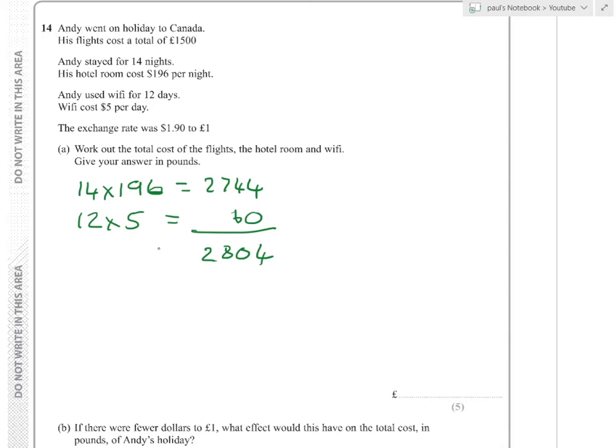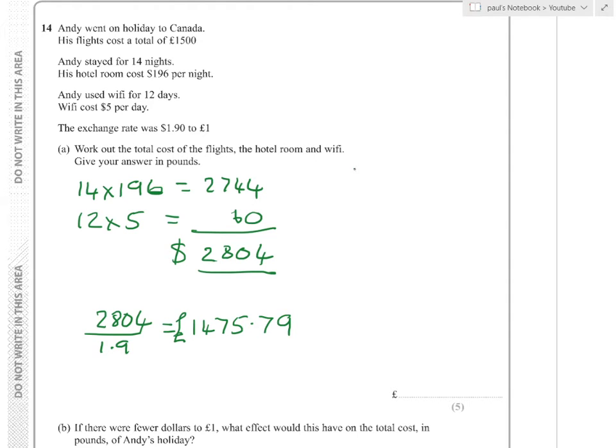So that together is 2804 in dollars. Now we've got to convert that to pounds. So we divide that number by 1.9. So 2804 divided by 1.9 tells us it's 1475.79. I've rounded that a little bit, pounds.